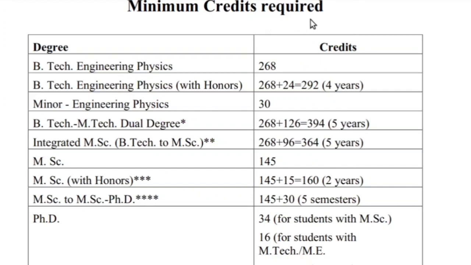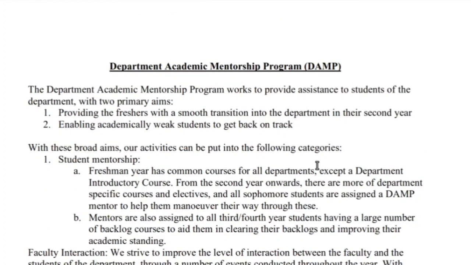These are the minimum credit requirements for different courses of the physics department. So as you can see, the offered courses are BTech, BTech with honors. Then you can do minors. Then there is BTech, MTech, integrated MSc, and MSc courses. MSc with honors is not yet approved, and of course PhD. So these are the minimum number of credits you need to complete in order to get the degree.